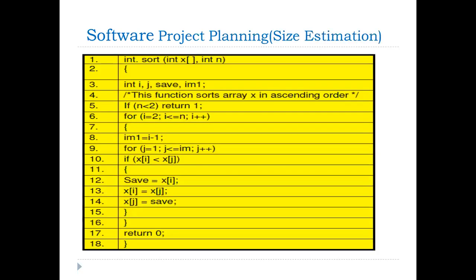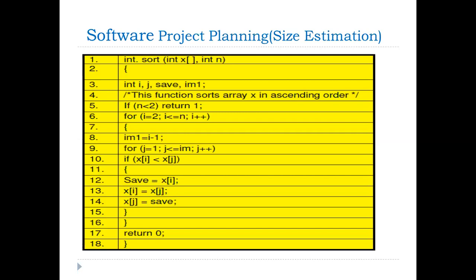One of the methods for size estimation is called LOC, lines of code. Here you can see that a program is given. We can count the number of lines. Here the number of lines is 18. If we do not count the comments, then the LOC is 17. If we count only the executable statements, lines 5 to 17 or 18 are the executable statements. So this is a procedure through which we can estimate the size of the project.